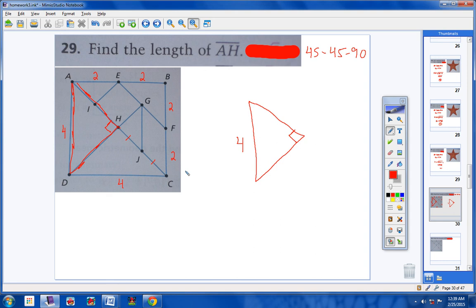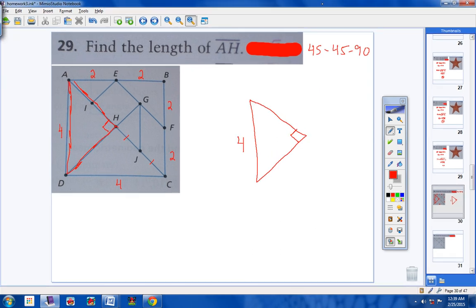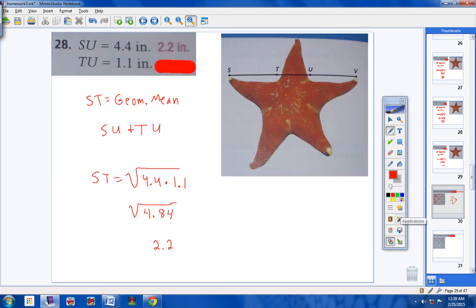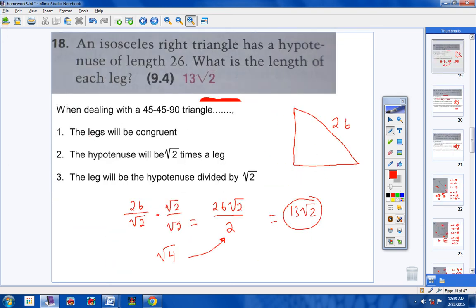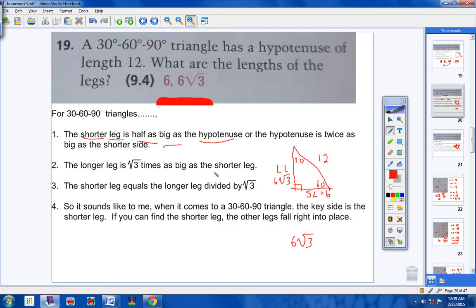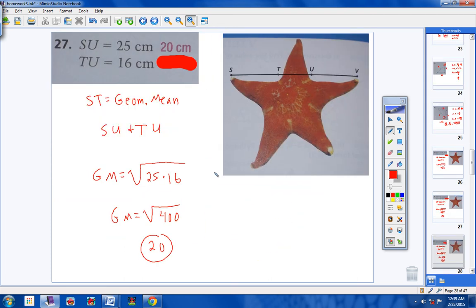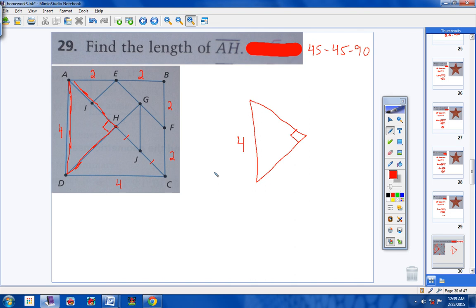Hold on 1 second. My mimeopad is not working here. Okay, let's go back. Right here. The legs will be congruent. The hypotenuse is square root of 2 times the leg, and the leg is the hypotenuse divided by square root of 2. So if we're given the hypotenuse, we divide it by the square root of 2. So hypotenuse divided by square root of 2.